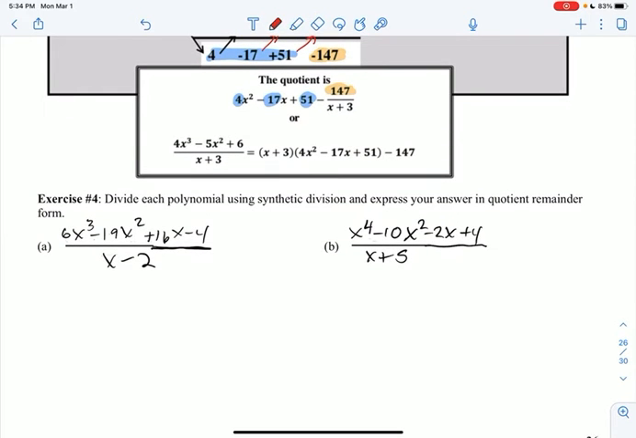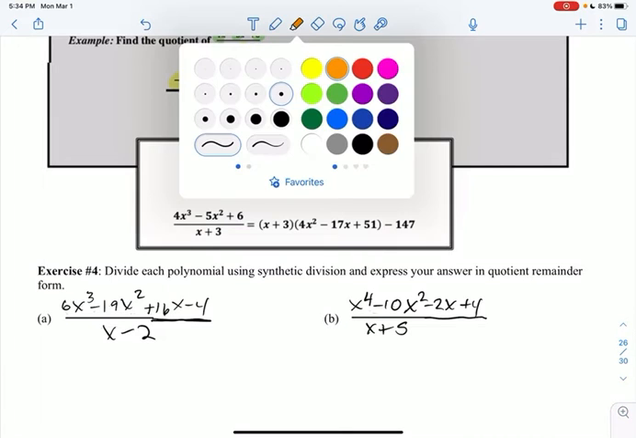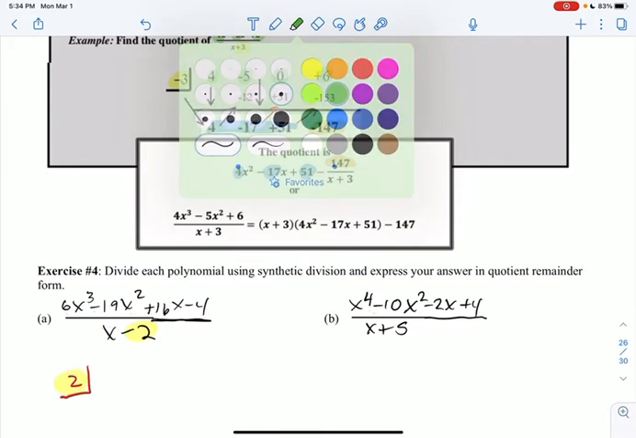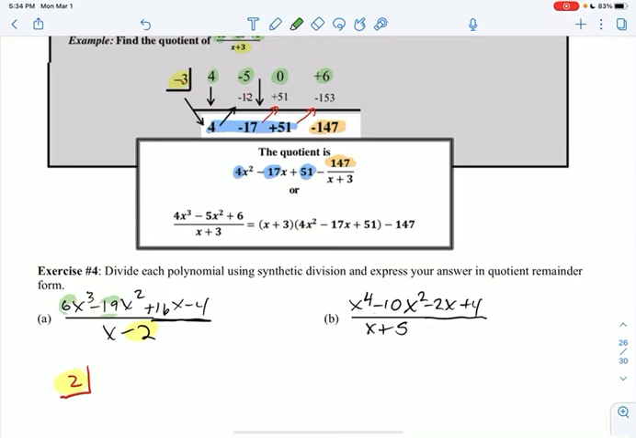All right, so let's try these. I had to rewrite these because for some reason they were a little messed up. So I'm going to take the 2. I'm going to take this and write that right there. So that's going to be positive 2. Now I'm going to take all these numbers, these are going to become my numbers. So I'm going to write the numbers 6, negative 19, positive 16, negative 4.